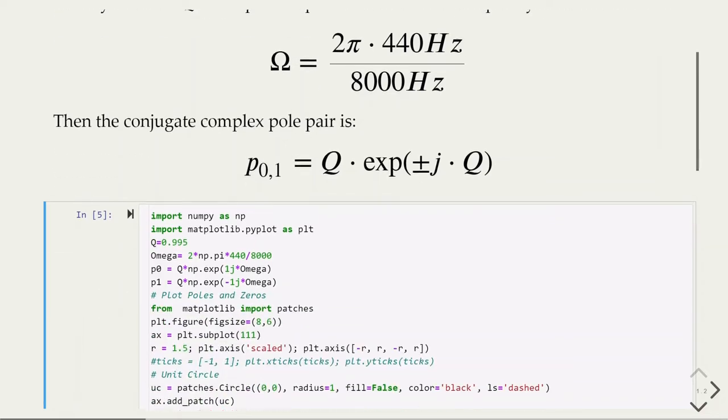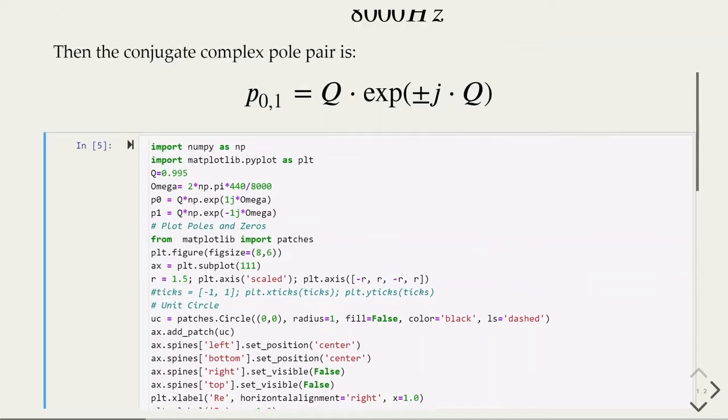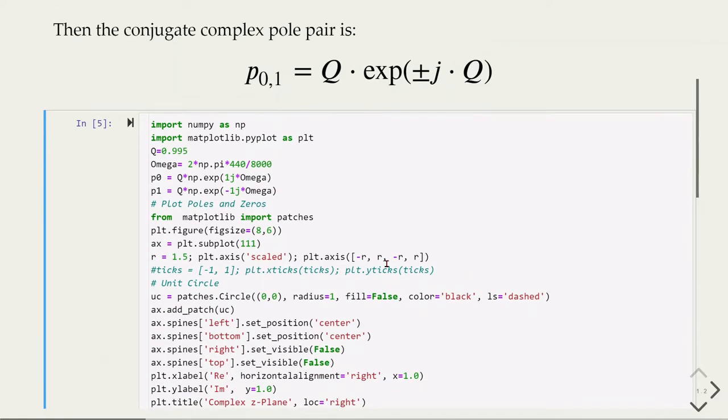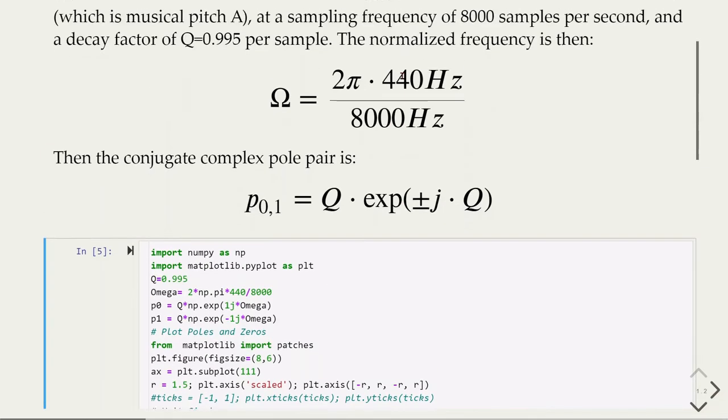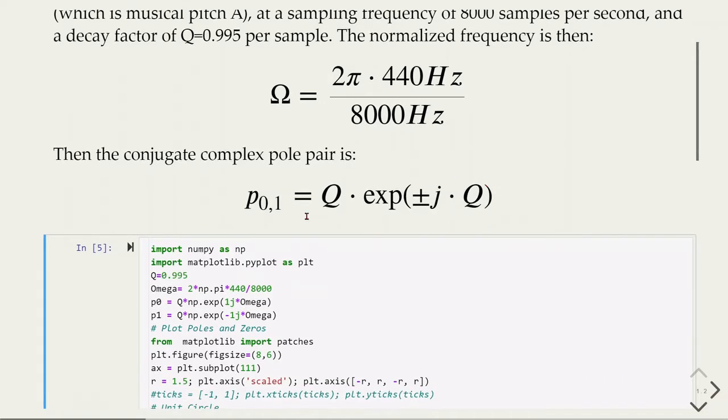So let's use Python to compute these poles. I'm using NumPy for mathematical operations and pyplot from matplotlib for plotting. We are defining our Q, because it is part of the formulation of our problem. Then we are calculating omega, which is given by this equation here. And then we have our conjugate complex pole pair given here as Q times the exponential of plus or minus j omega.